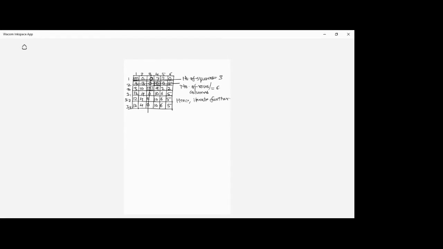So we'll have to find the minimum uncancelled value, and the minimum value identified is 2. Then we reconstruct the matrix and perform row and column scanning. So let's move ahead and reconstruct the matrix.